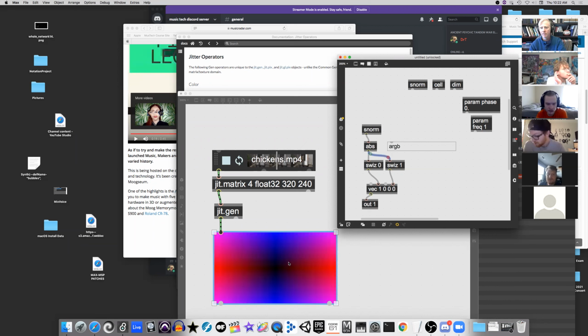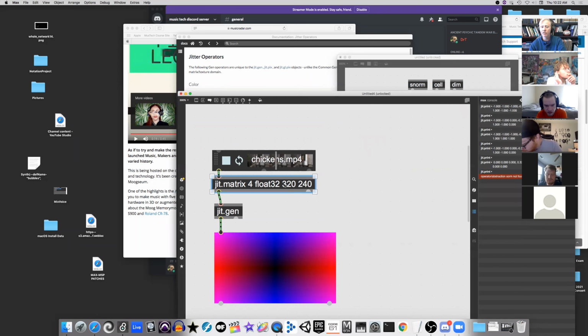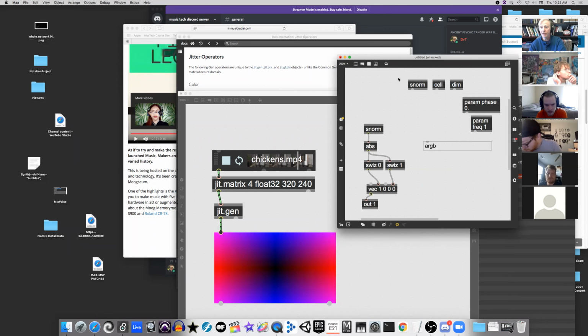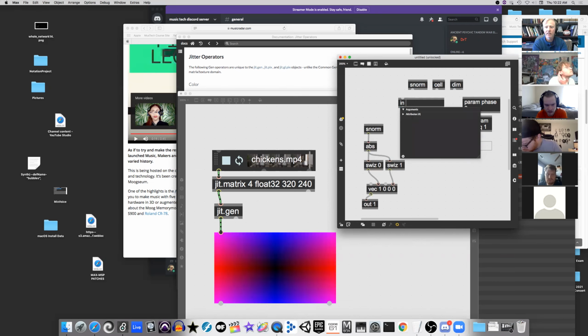I have a question. Yes. You're playing a movie in there. It's not changing at all. So what is this S norm? It's not based on the contents of this matrix. It's only based on the structure of the matrix. If I want to get the movie, then I have to get N1, right? Because that's what that is.